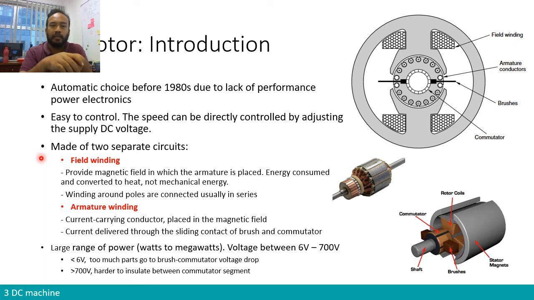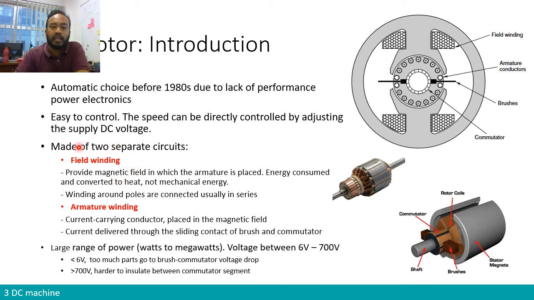Of course, there are more interesting topics as well in terms of the manufacturing process and the mechanical components of the construction of the electrical machine. But for this subject, we're going to look only at the electrical part of the machine, because in order to control it, we need to control the electrical part of the machine. So electrically, they are made of two separate circuits.